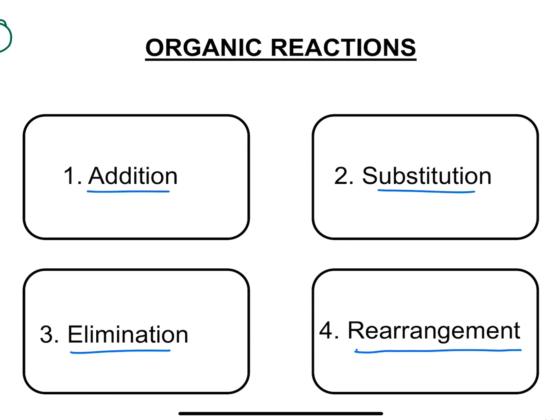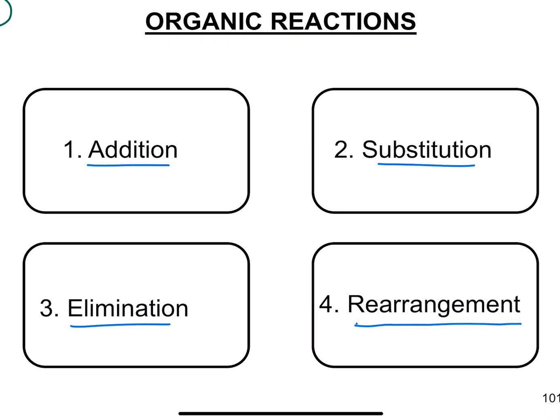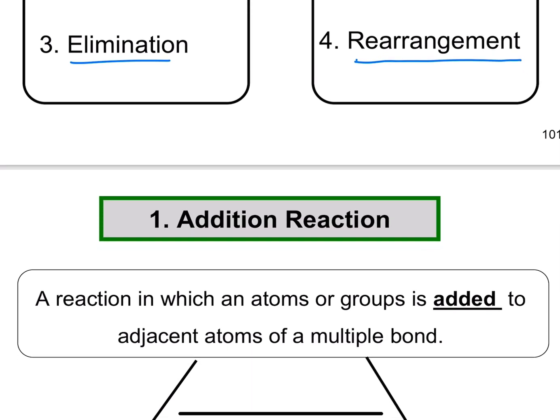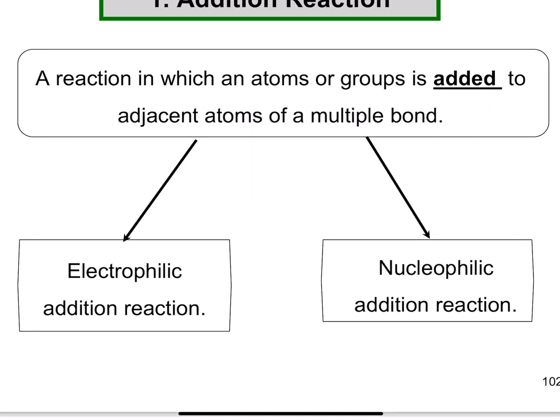When we go into each chapter in detail, I will describe each organic reaction in detail, like what exactly is happening. For now, just get to know them: what is addition, what is substitution, elimination, and rearrangement. So this is going to be very quick. Addition means we add groups of atoms to adjacent atoms to form a multiple bond.